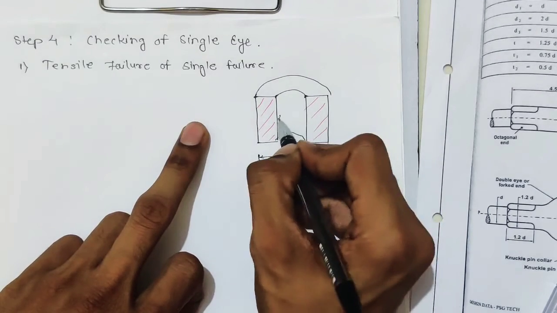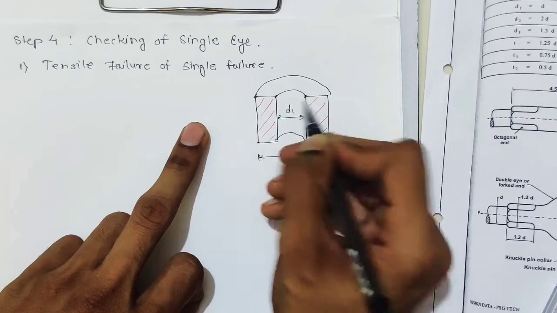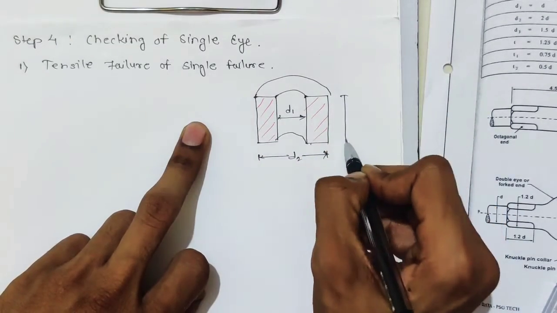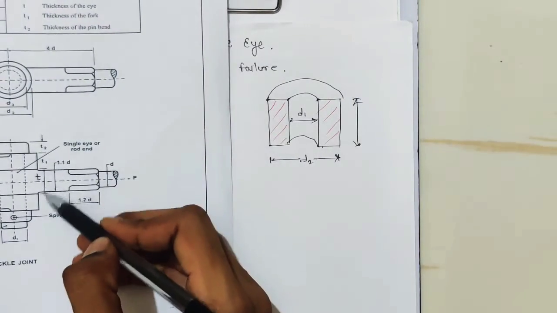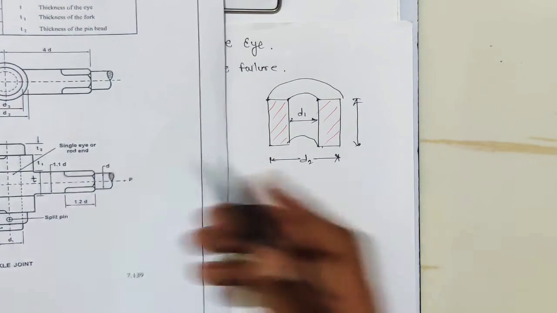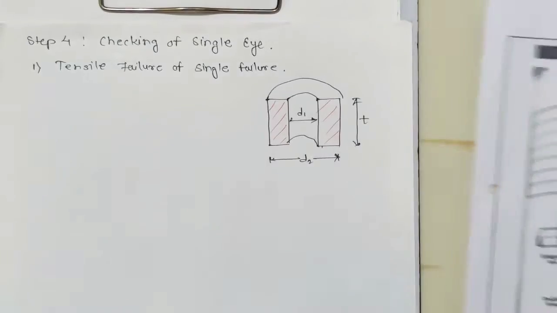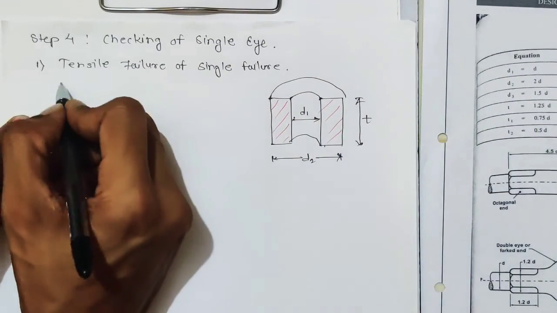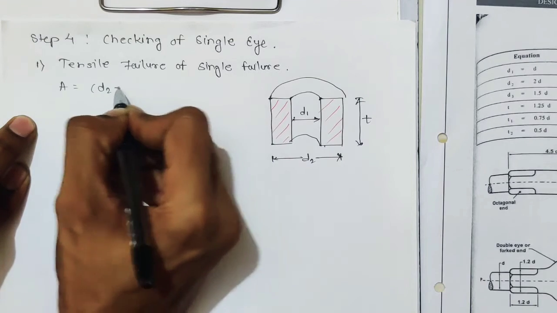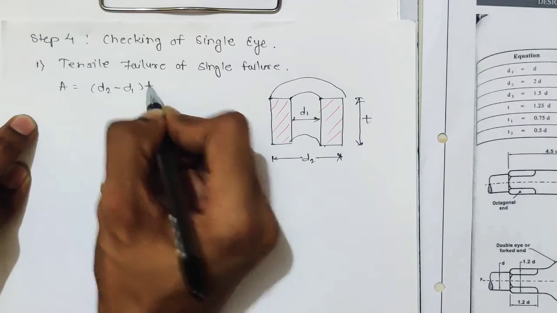We know the inside diameter of the pin, that is D1. We know the height of the single eye, that is T. So tell me the area, it is D2 minus D1 into T. So area is D2 minus D1 into T.